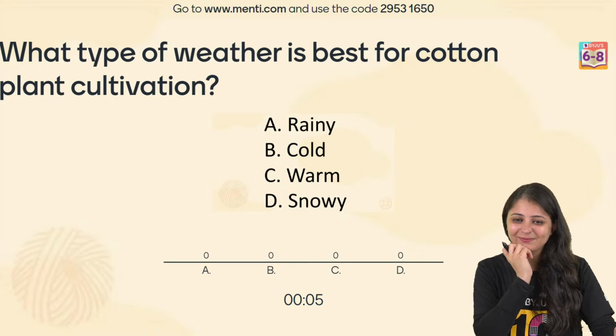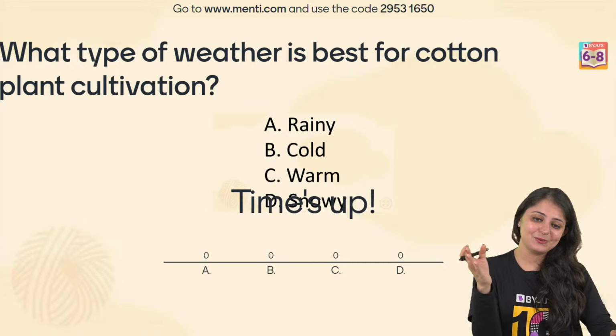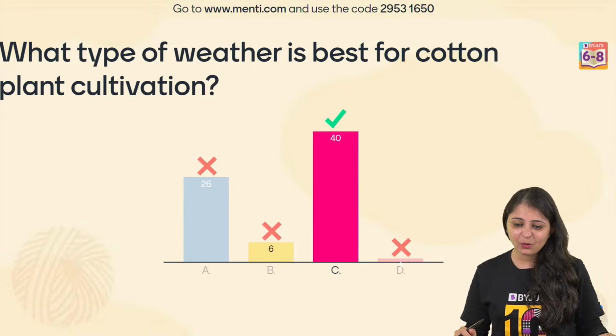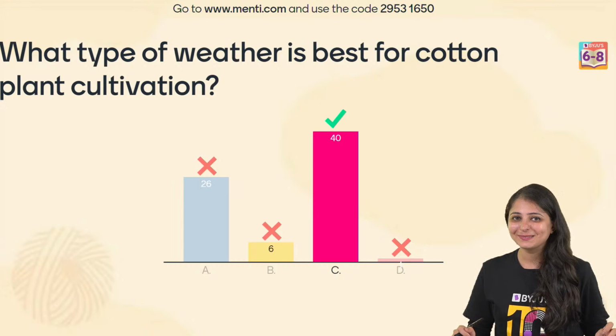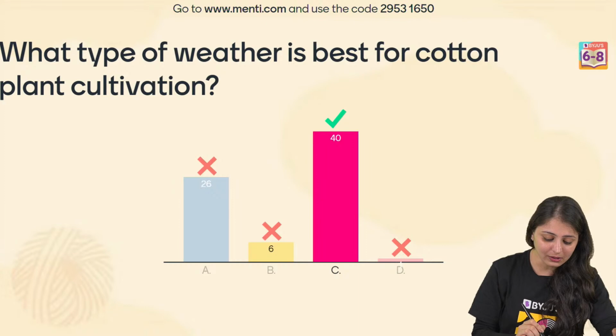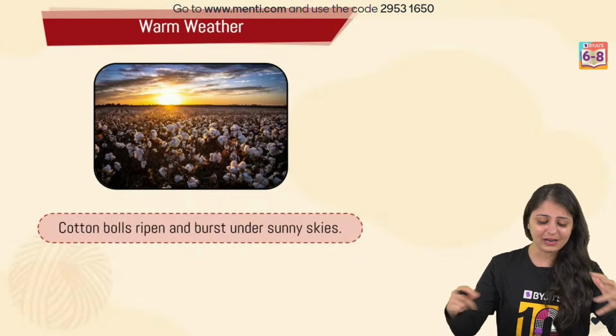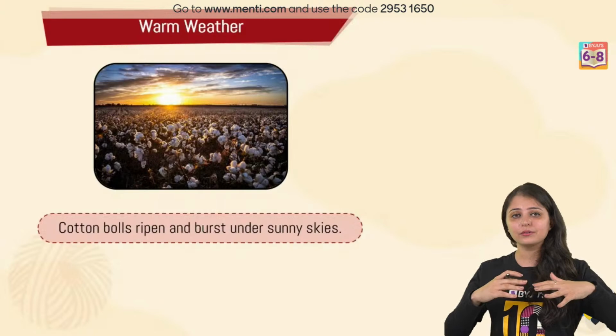One second, 11 seconds, 2 seconds. The best part is you people are very fair in answering. 40 of you got the answer right. A lot of you said rainy. I think you got confused with jute. In jute we studied rainy. When we talk about cotton, it is warm weather. Cotton balls ripen and they burst in the sunny skies. So the warmer the weather, in a way, it's good for uniform growth, for rapid growth. It helps in germination.